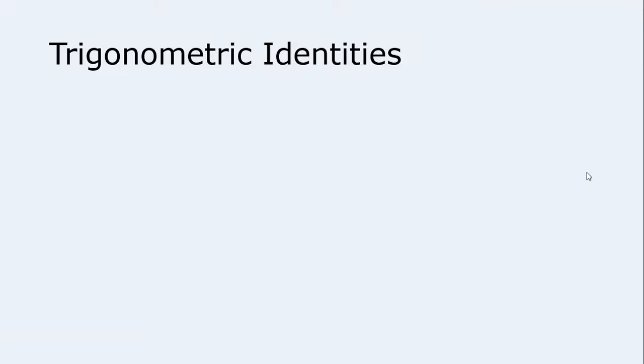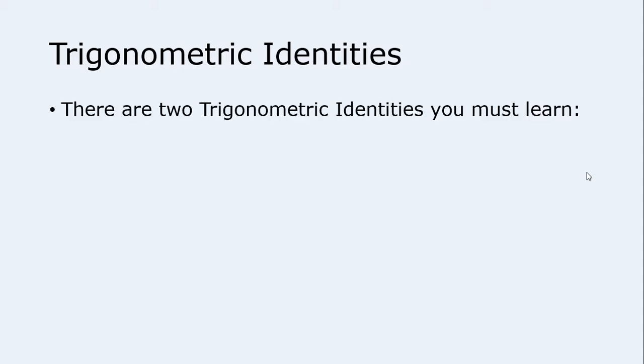Okay, and welcome. So in this video, we're going to look at trigonometric identities. So let's dive straight in and see what that means. There are two identities that you must learn. The first one is this: tan x is equal to sine x over cos x. Now we've already seen this, but just to be clear, this is an equation here, an identity that you must learn.